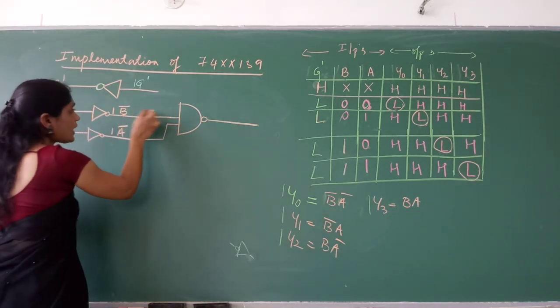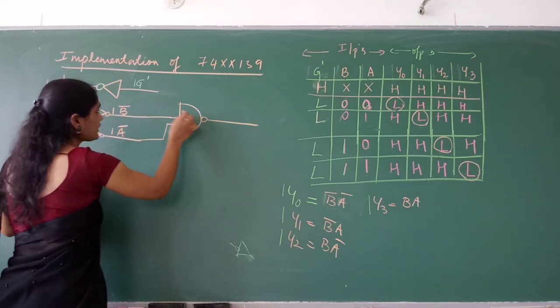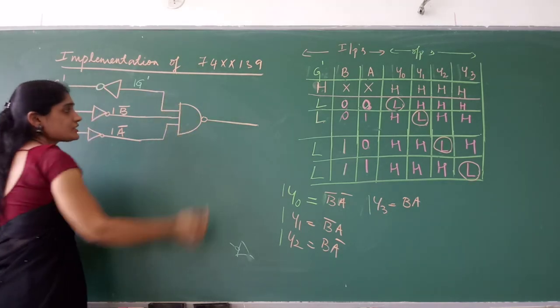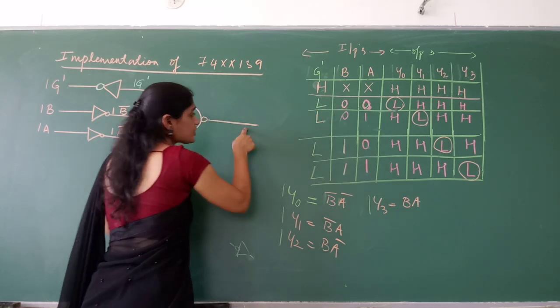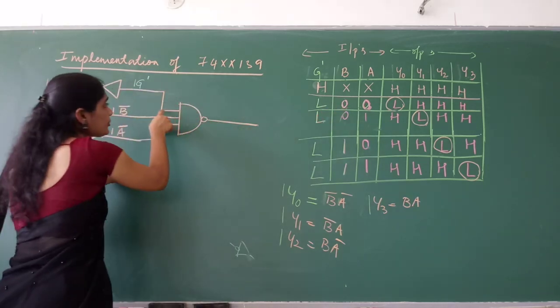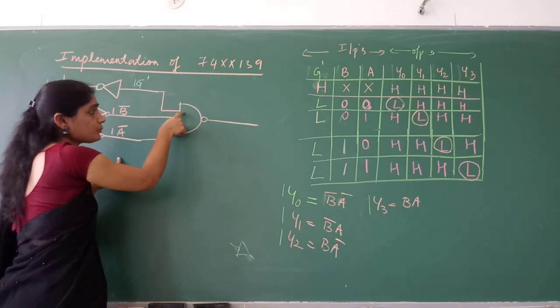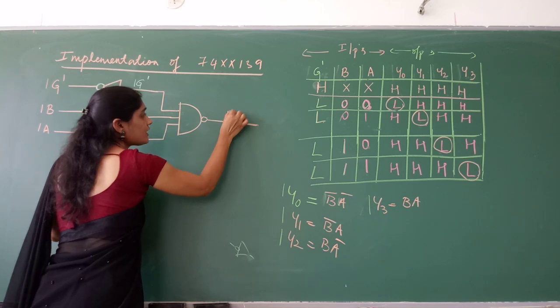So you are giving 1 B bar, 1 A bar here, and this is given to a NOT gate. Also, the enable input has to be given as one of the inputs of the NAND gate, because only if the enable input is active are you going to get the output. So here we will have 1 Y naught.